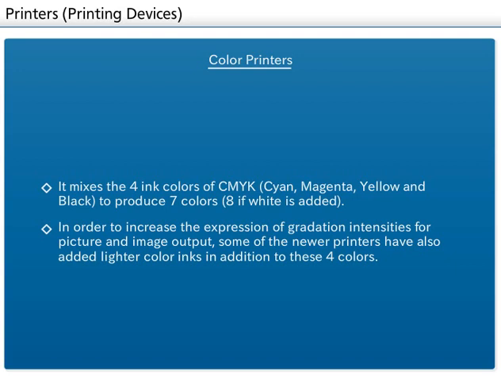Color printers. A color printer has become common with the popularity of the inkjet printer. It mixes the four ink colors of CMYK, cyan, magenta, yellow and black, to produce 7 colors, 8 if white is added. In order to increase the expression of gradation intensities for picture and image output, some of the newer printers have also added lighter color inks in addition to these 4 colors.